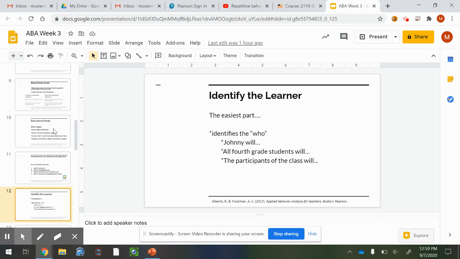Identifying who the learner is, that's the easy part, right? It's just identifying the who. Maybe the who is Johnny will, whatever Johnny will do, or all 4th grade students will, or the participants of this class will. So that's the easiest part, really, is just identifying who it is we're talking about.